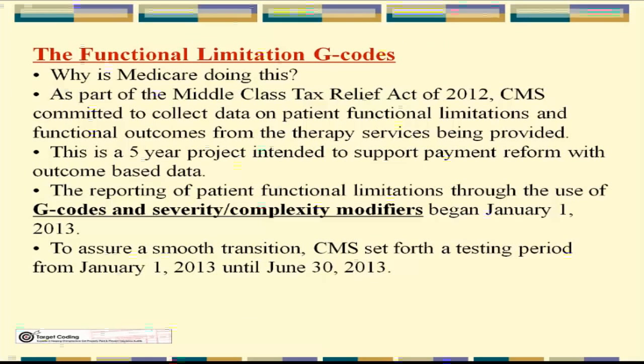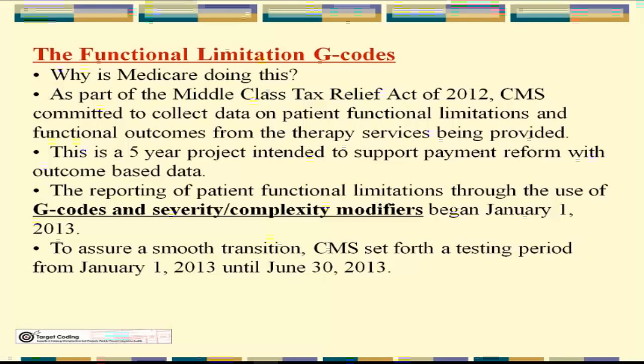So, the functional limitation G codes. Why is Medicare doing this? This is a Medicare requirement. As part of the Middle Class Tax Relief Act of 2012, CMS committed to collect data on patient functional limitations. So this is a 5-year project. This is the reporting of functional limitations through the use of G codes. Now this began January 1st, 2013.